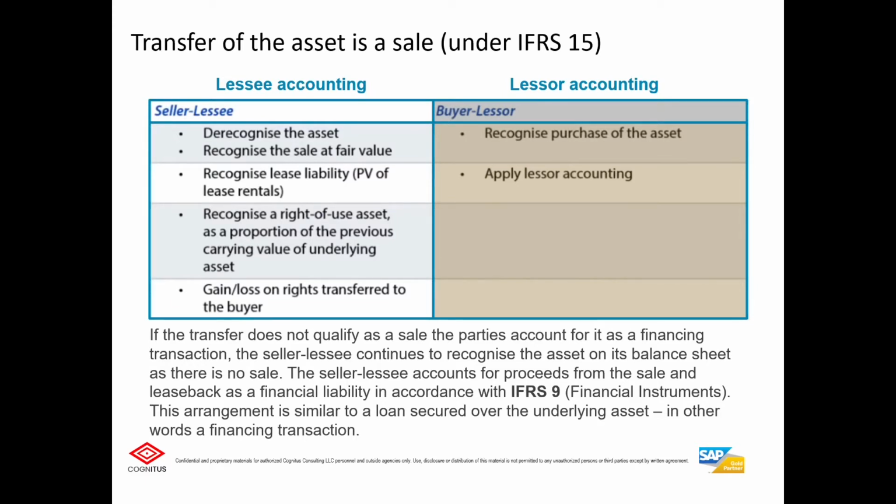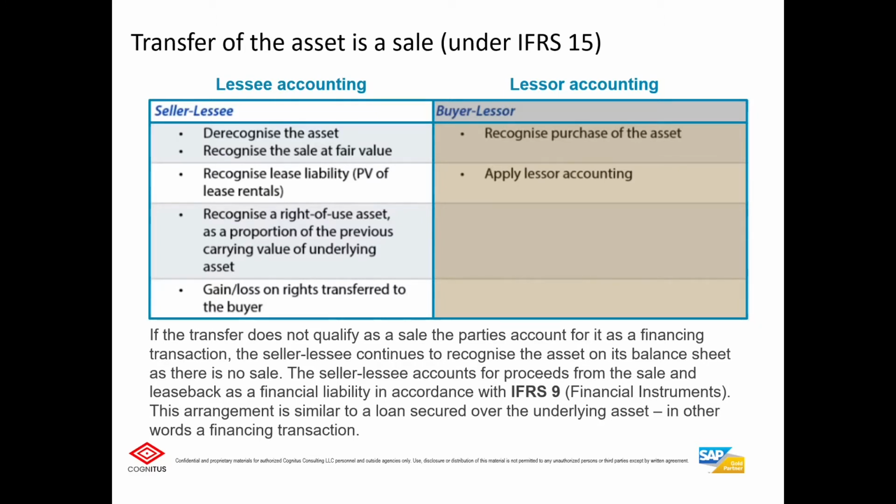Hamilton Airline Company, referred to as the seller-lessee, needs to derecognize the asset. So we are going to credit the asset and record the sales at fair value. Since we are the lessee, we are going to recognize the lease liability at present value. We also need to recognize the right-of-use asset as a proportion of the previous carrying value of the underlying asset. And we also need to recognize the gain or loss on the rights transferred to the buyer, which is effectively a balancing figure. While Cognitus Capital Company, referred to as the buyer-lessor, shall account for the purchase of the asset and apply the lessor accounting requirements in IFRS 16 for the lease.